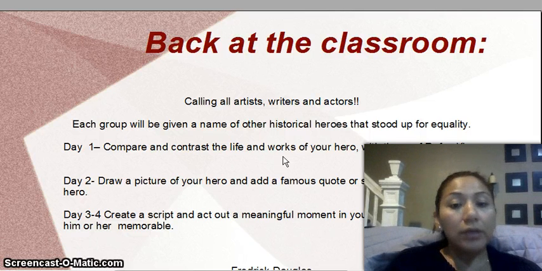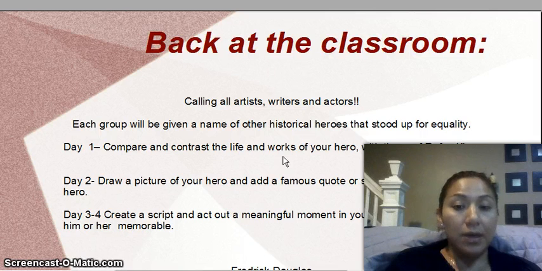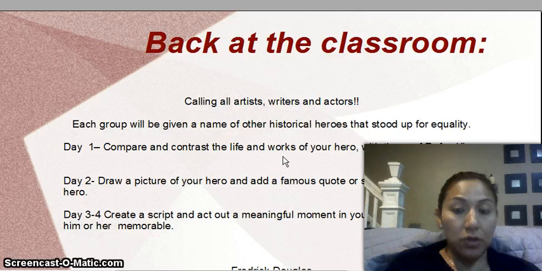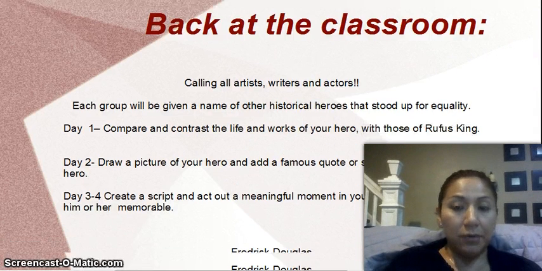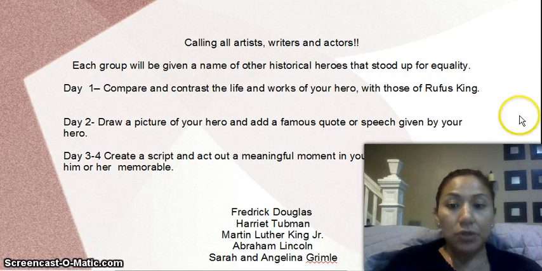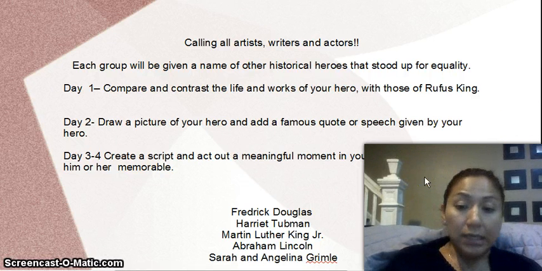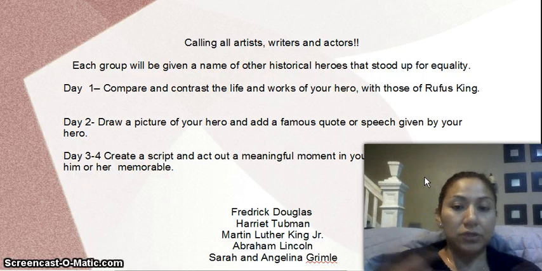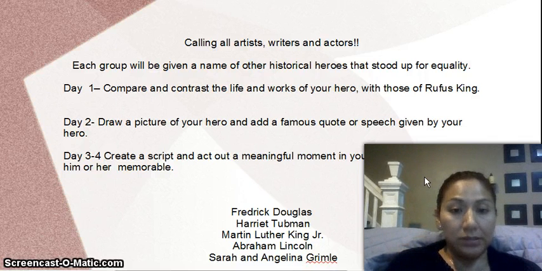Day 2, they would draw a picture of their hero, and they would add a famous quote or speech given by the hero. So, for instance, Martin Luther King had the "I Have a Dream" speech. We have Abraham Lincoln, who had the Gettysburg Address, and so forth. So this is an opportunity to put some art and a famous quote or speech in their art piece.